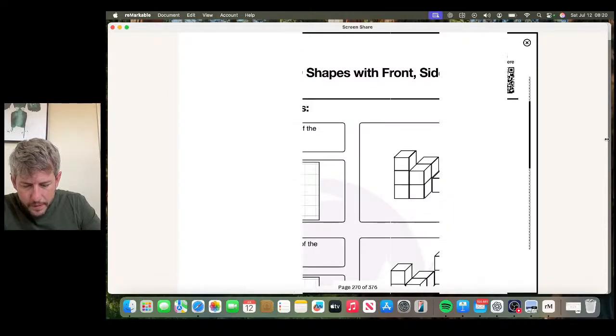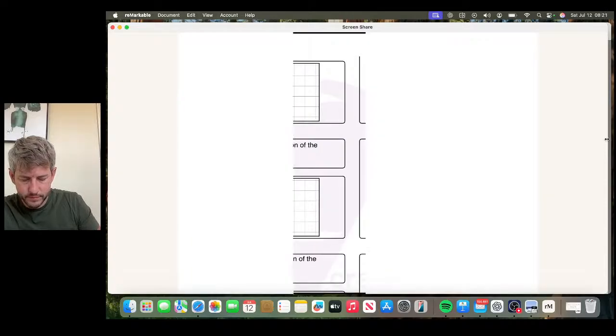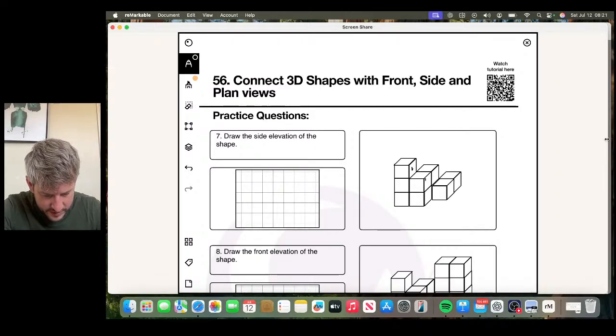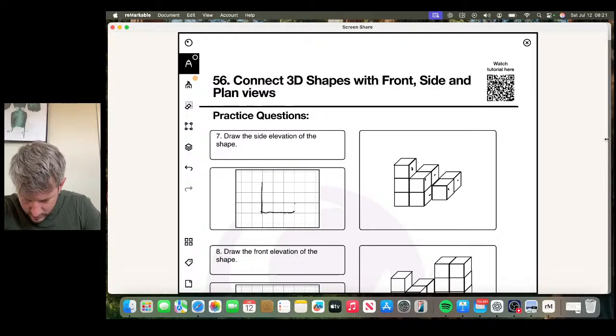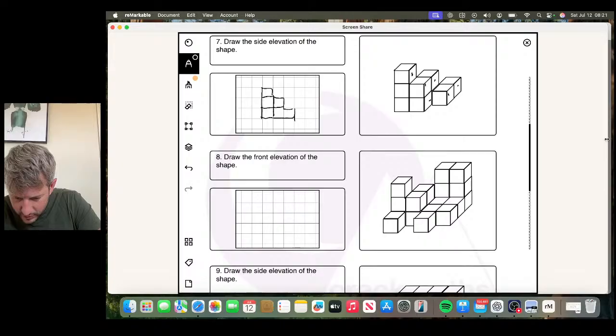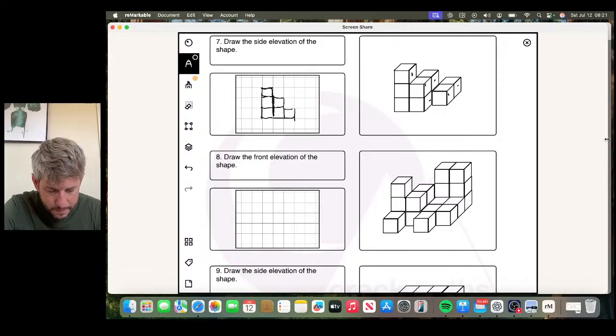Okay, so here we go. Draw the side elevation, okay? Draw the side elevation. Okay, that's fine. So we've got this, this, this, this, this, and this. So it's going to be like this. Here we go. That's what we'd see from the side. We can draw in the squares as well if we want. It wouldn't matter either way which way you did it.